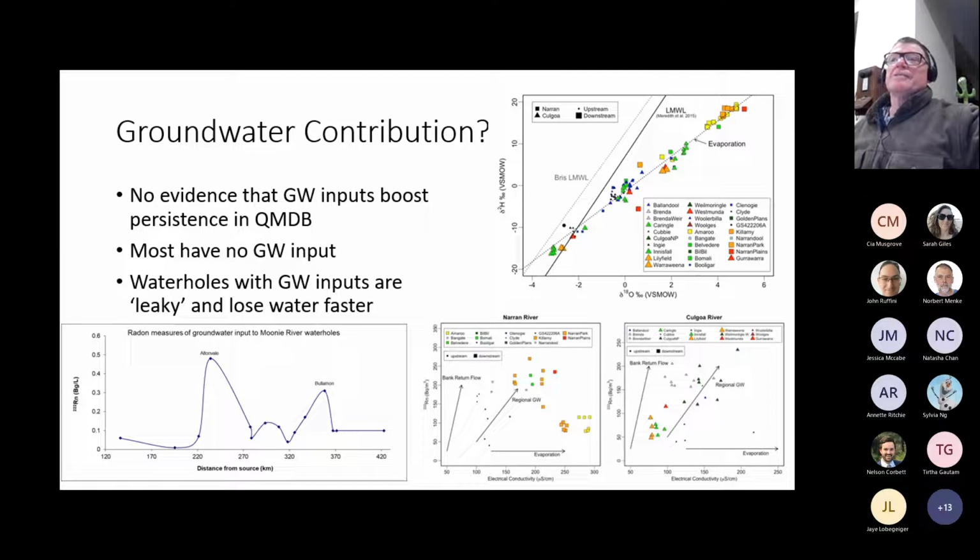And there are a couple of peaks, particularly that Altonvale one, where there was some indication that groundwater was entering. But in the few cases we found like that, it seems like these are leaky waterholes where the groundwater doesn't sustain them longer during dry periods, but they actually lose water to groundwater faster. So they're probably not very good refuge sites, the ones that do have some linkage to groundwater. But throughout the Condamine-Balonne, for instance, very little indication of groundwater input into waterholes.